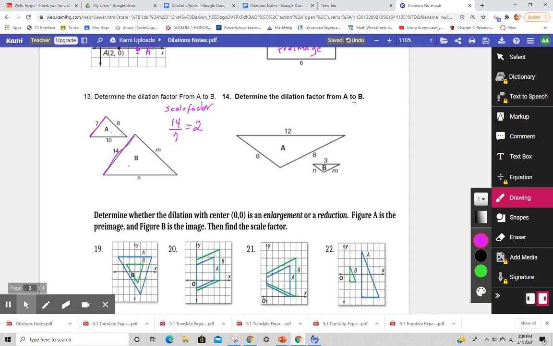Determine the dilation from A to B. This is the original or the pre-image. This is the image. And it's always image over pre-image. So we'll take the ratio of their corresponding sides. This is 3. This is 12. Image over pre-image. So that's 3/12, which is 1/4. So that's the scale factor. They made it smaller. They took 1/4 of the original.